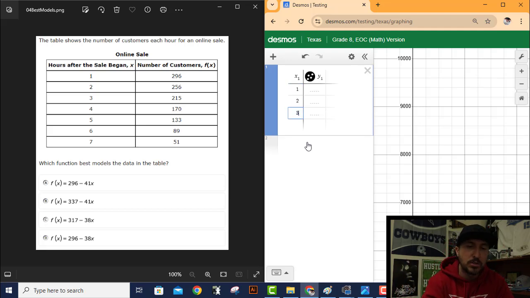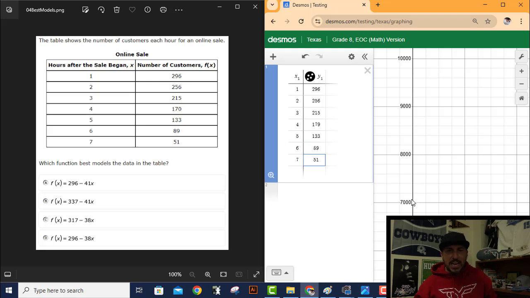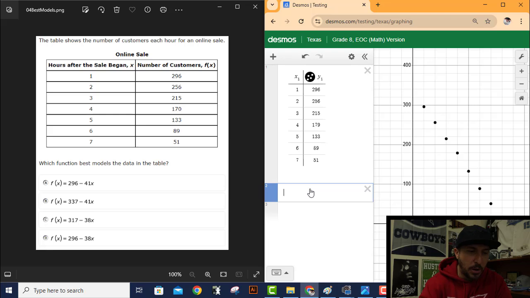Here I go. 1, 2, 3, 4. Oh, it's doing it by itself. 7. There's no 8. Good. Go up here. 296, 256, 215, 170, 133, 89, and 51. There's all the points. Where's all the points at? Hit the magnifying glass, please. That is a skill. Hit that thing. Here it is.